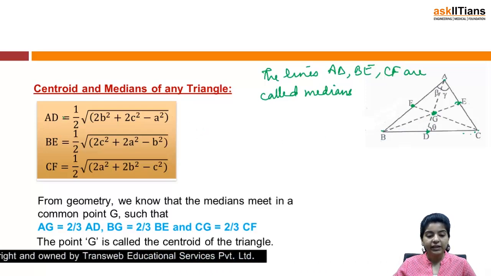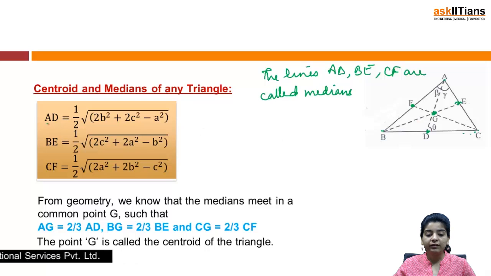Now we are talking about the lengths. Length of AD would be half of the square root of 2b square plus 2c square minus a square. Then BE would be half of the square root of 2c square plus 2a square minus b square, and CF would be half of the square root of 2a square plus 2b square minus c square.